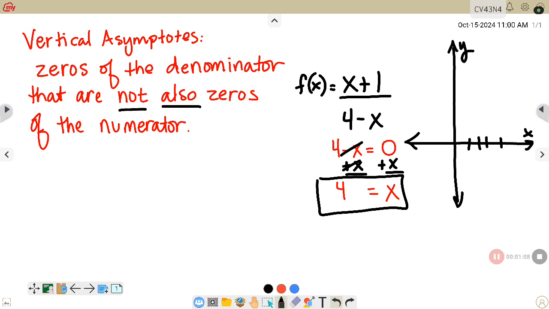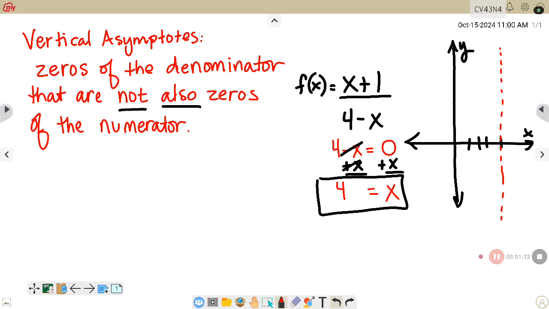A vertical asymptote is going to be this vertical line at x equals 4, where the graph will come right up against that vertical line, but not cross it or touch it. So that's why it's an equation, because it is a line that your rational function will not cross.